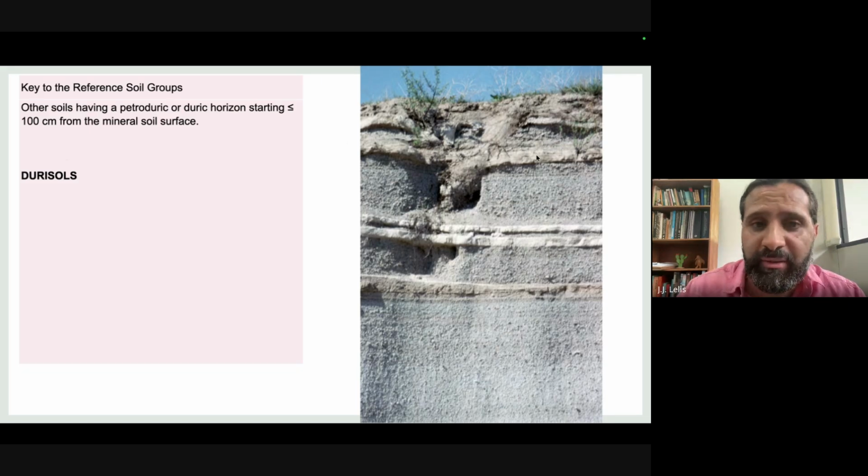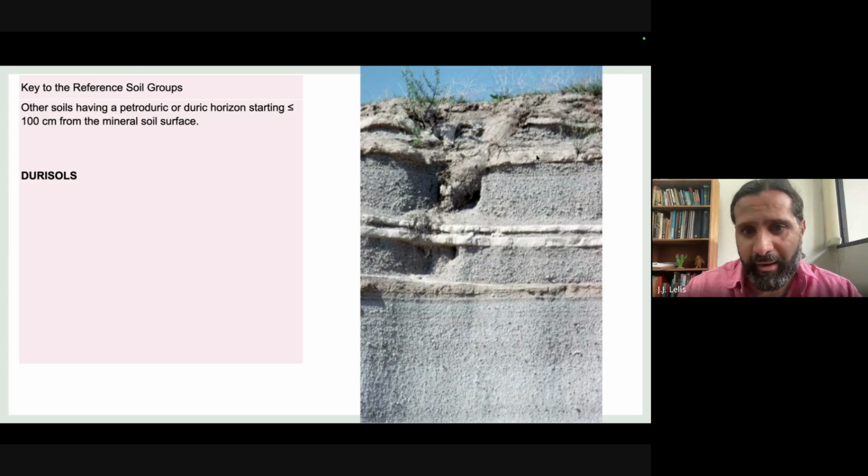But the difference between them is that the petroduric horizon is that horizon that has a strong cementation by this secondary silica. So the horizon cannot be easily destroyed or broken by my hands or by a knife because the concentration of secondary silica was so big that it filled all the voids, all the pores, and then cemented that specific section of the soil.